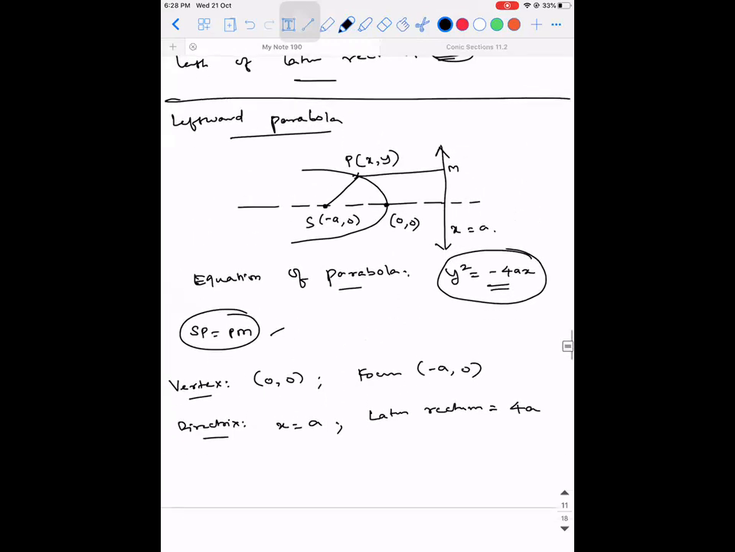Okay. This is all about a leftward parabola. So what about the axis of this? Here also still y is equal to 0 only. Got it?